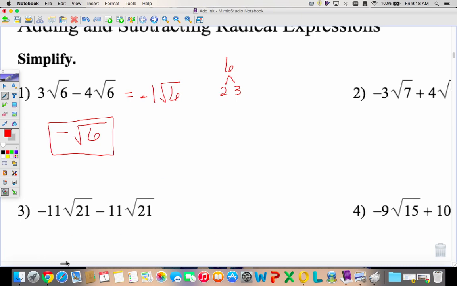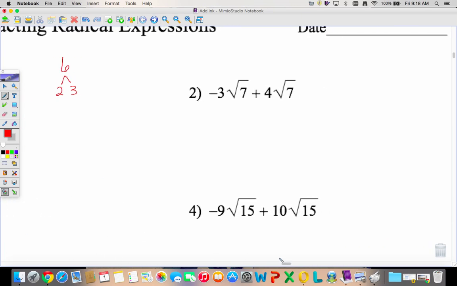Alright, number 2. We have negative 3 square root of 7 plus 4 square root of 7. So you have a square root of 7 and a square root of 7. Those are your like terms. On the outside you have negative 3 plus 4, which is just 1, and you have the square root of 7. If you try to simplify this, 7 is a prime number because the only numbers that go into 7 are just 1 and 7. It's a prime number, so you don't even have to worry about doing your family tree. So your answer here would just be the square root of 7.